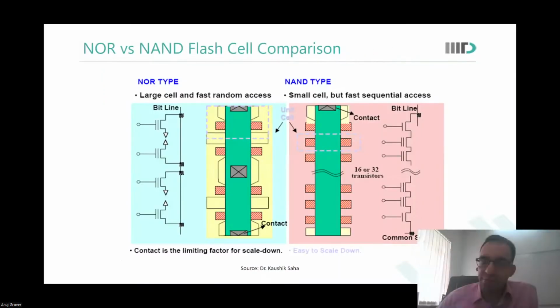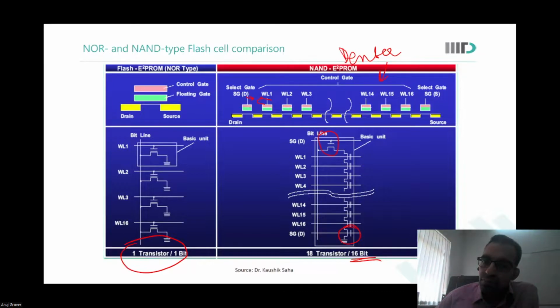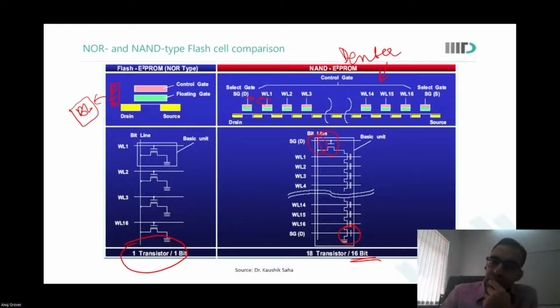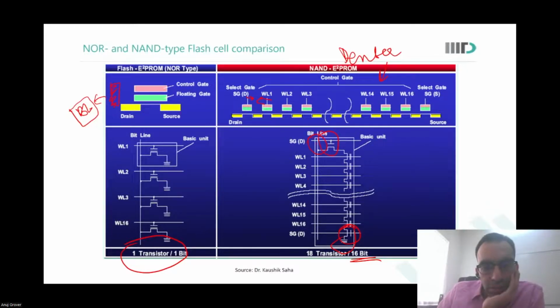Yes, sir. Sir, can you please explain once again how the gates are coming closer? You do not need a contact in here now. See, in the NOR flash, there was a contact that was required at the drain. What contact was that for? Bit line. And then you also needed a source line to be run. So over here, there is only one contact for the bit line and one contact for the ground. Yeah, because you have fewer contacts, you can be much denser. Okay, sir.